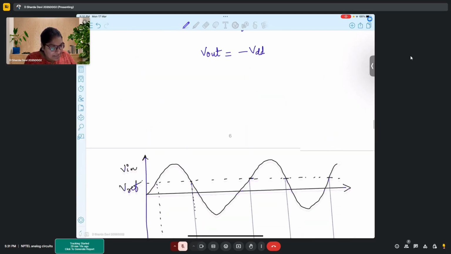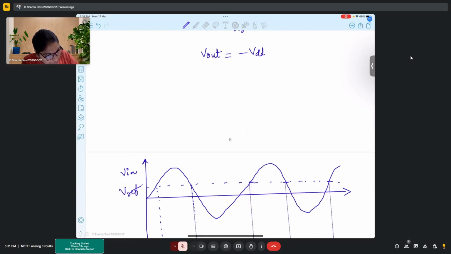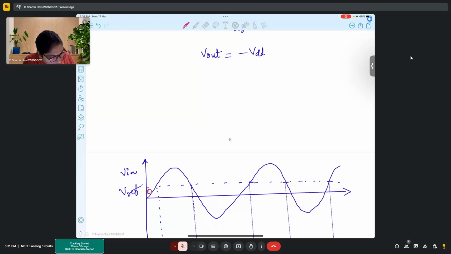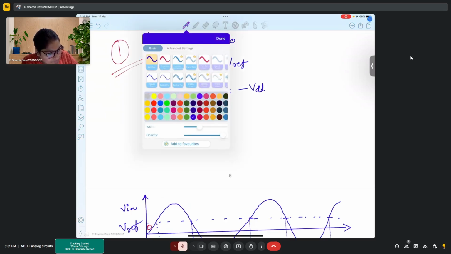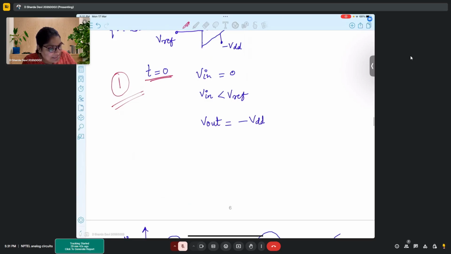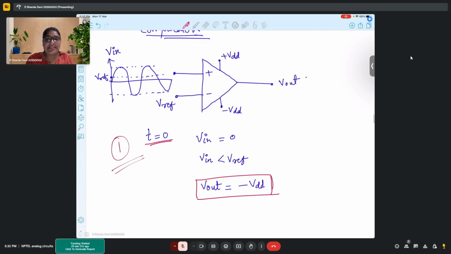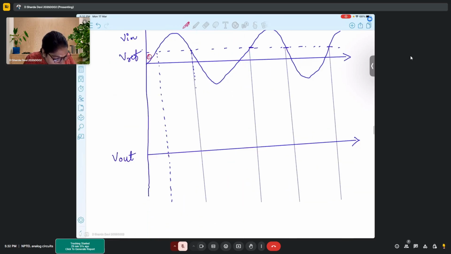Okay. So first, what we observed is this is region 1. This is the first region. So in the first region, when t is 0, we said that Vin is also 0, which is less than Vref. Hence, our output saturates at minus VDD, which corresponds to the terminal that is connected with Vref. So if it is minus VDD, say this is my level of minus VDD, right?